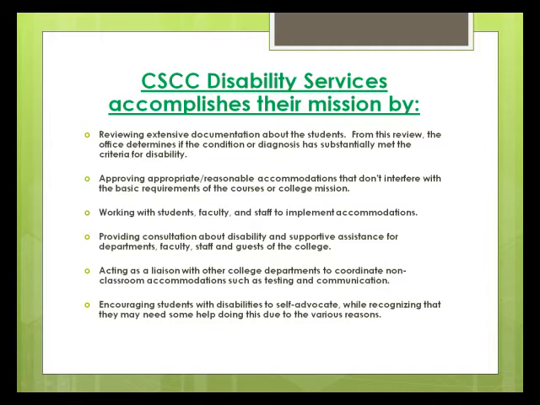CSCC Disability Services accomplishes their mission by reviewing extensive documentation about the students. From this review, the office determines if the condition or diagnosis has substantially met the criteria for disability. Approving appropriate, reasonable accommodations that don't interfere with the basic requirements of the courses or college mission. Working with students, faculty, and staff to implement accommodations.